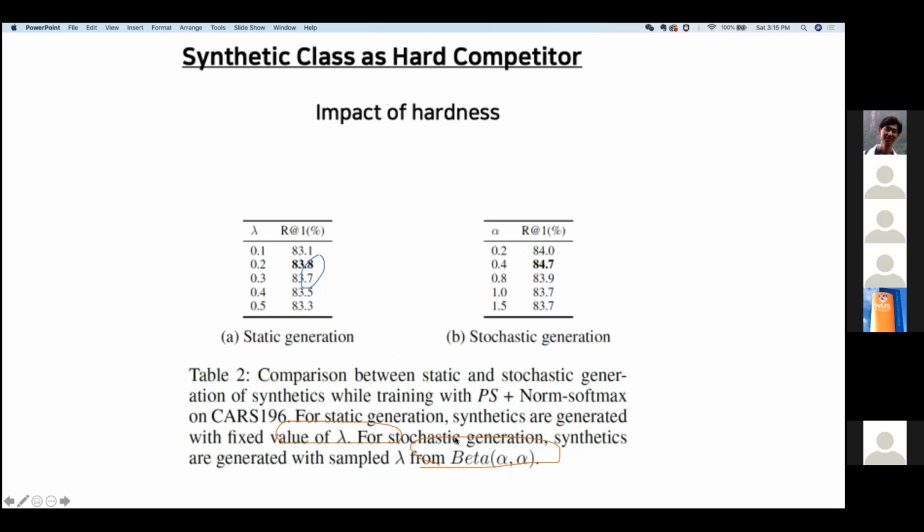Why is stochastic generation better? Is there an explanation? I think then you can generate invariant proxy everywhere. Like between the two classes, you can generate everywhere. You can generate more diversified mixup. Otherwise, we always have a monotonic or undiversified mixup.